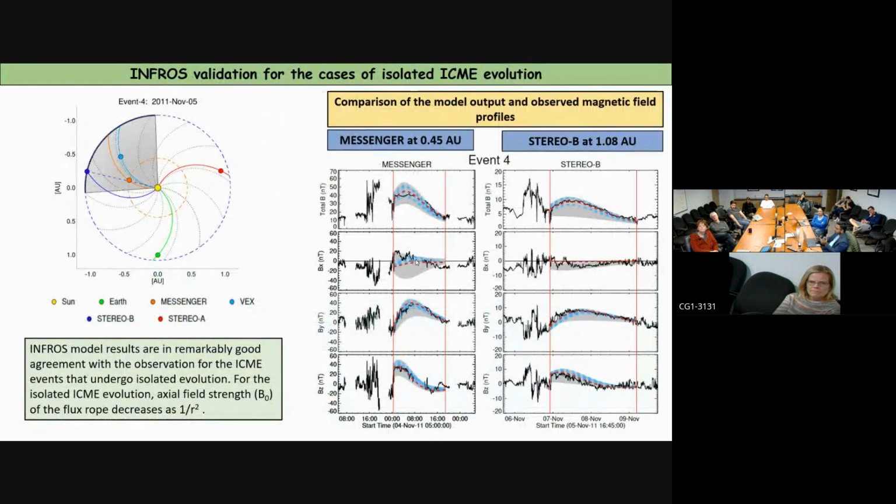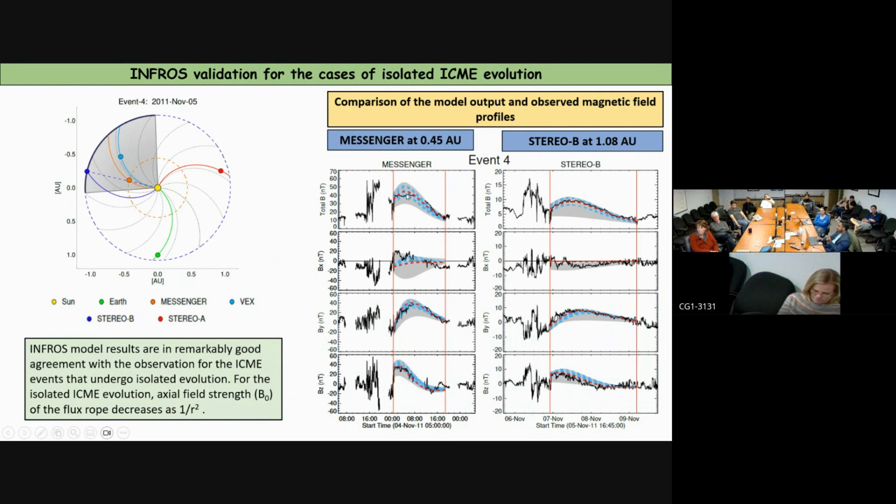Again, for the isolated ICME evolution, we have seen that within the uncertainty limit, that means the gray shaded region, both the field strength and the rotation in BY and BZ are well captured at both the heliocentric distances by this analytical tool. The gray shaded regions come from the uncertainty involved in estimating the input parameters, that means direction of propagation and the tilt angle of the CME. So depending on that, we can have this kind of large uncertainty.